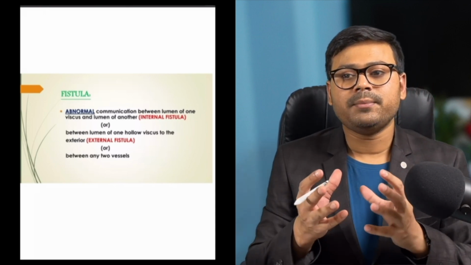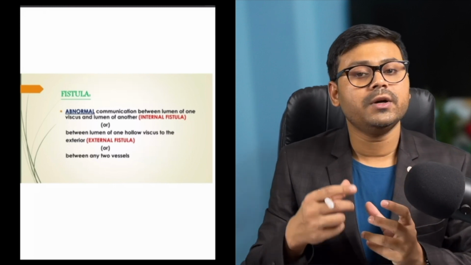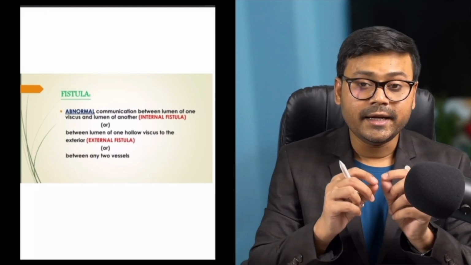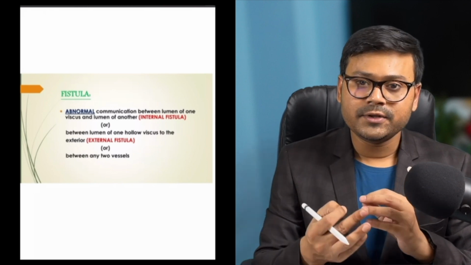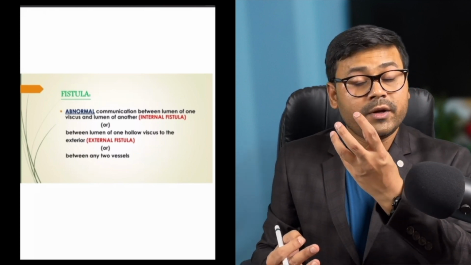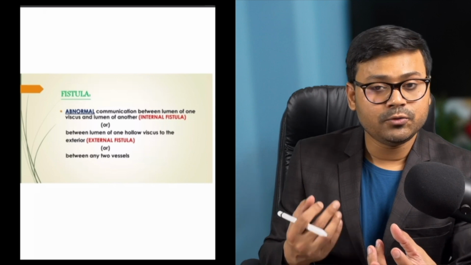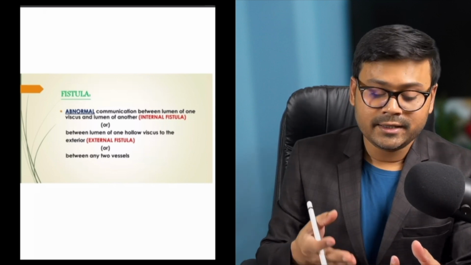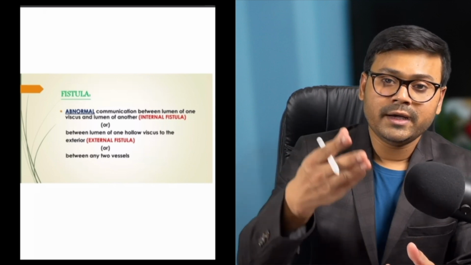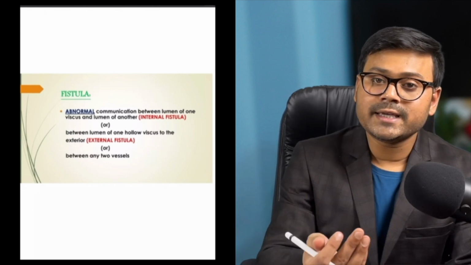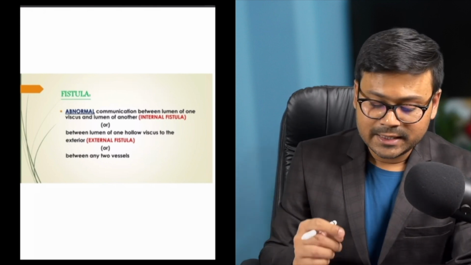When the fistula is happening inside your body from one hollow viscus to another hollow viscus, this is an internal fistula. And when the fistula is happening from a hollow viscus to the exterior, to the skin, like in perianal fistula, from the anal canal, a hollow viscus, to the exterior, to the skin, this is an external fistula. Now we know the anatomy of the perianal region. We also know the MRI anatomy of the perianal region. We know what a fistula is. We know the difference between a fistula and a sinus.